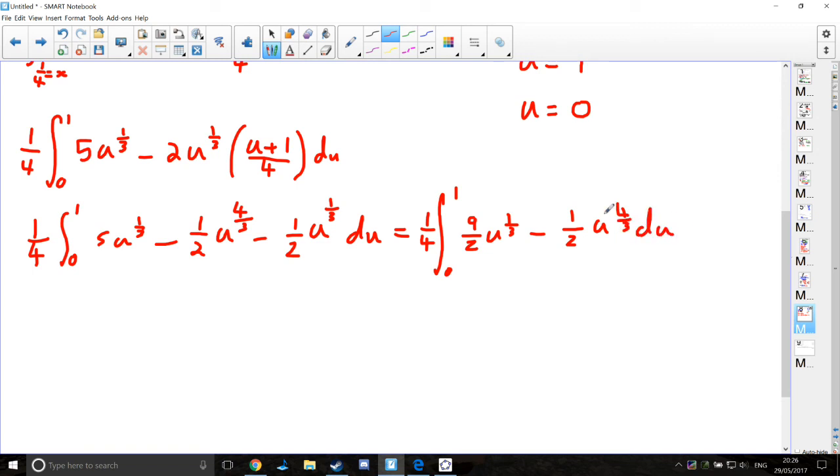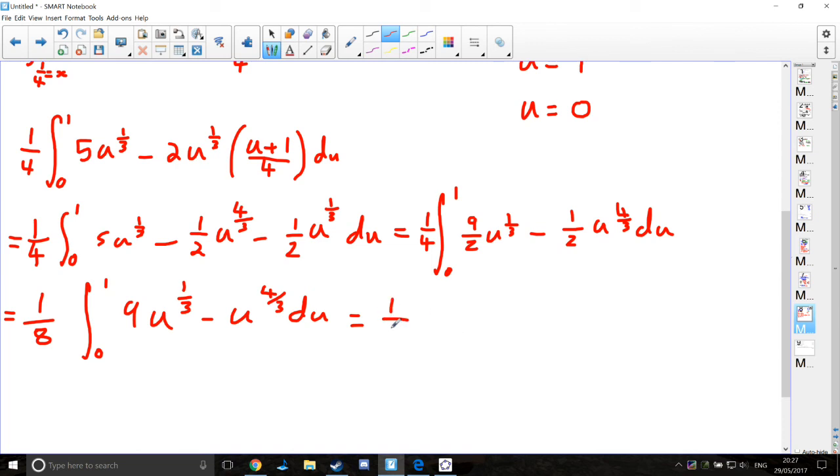Now I could take out even more stuff if I wanted to, and I think I probably will, just to make this easier on myself in the long run. I'm going to take out these 2's because I'm halving everything in this. So if I take out these 2's, I'm going to get an 1/8 on the outside. The integral from 0 to 1 of 9u to the third minus u to the 4/3 du. And this is the nicest thing that I'm going to get for this. So let's just integrate it.